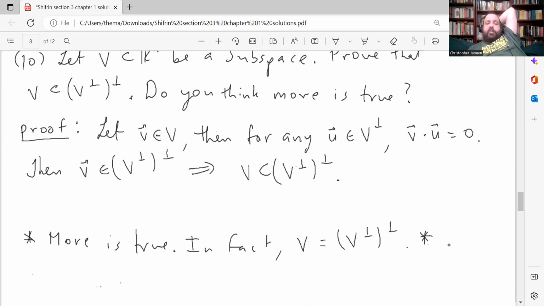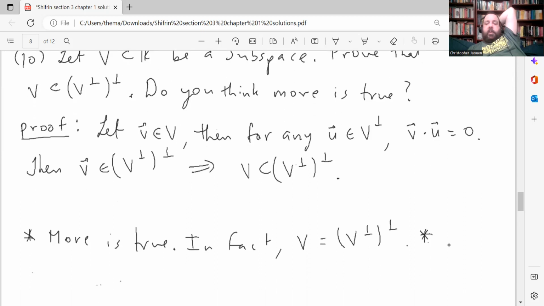There is more that is true. In fact, V is equal to V perp perp. He doesn't say to prove it here, so I didn't. I know for a fact that we're going to end up proving this statement in Axler's Linear Algebra Done Right. So I'll just say that it's true here, and we'll prove it later on.